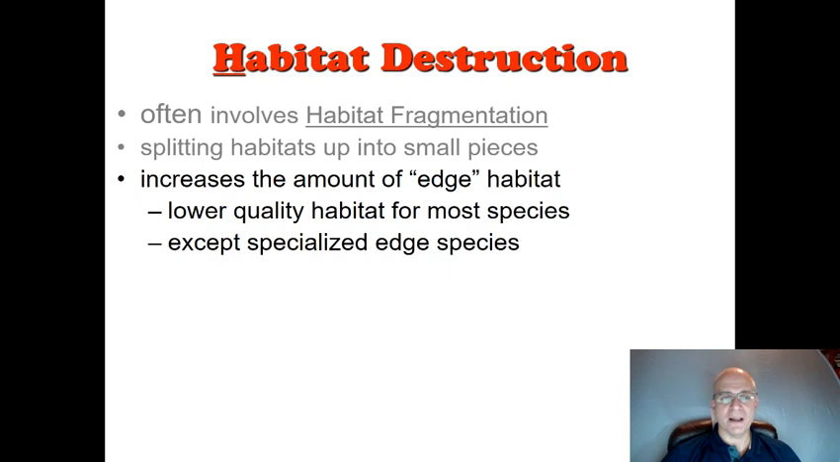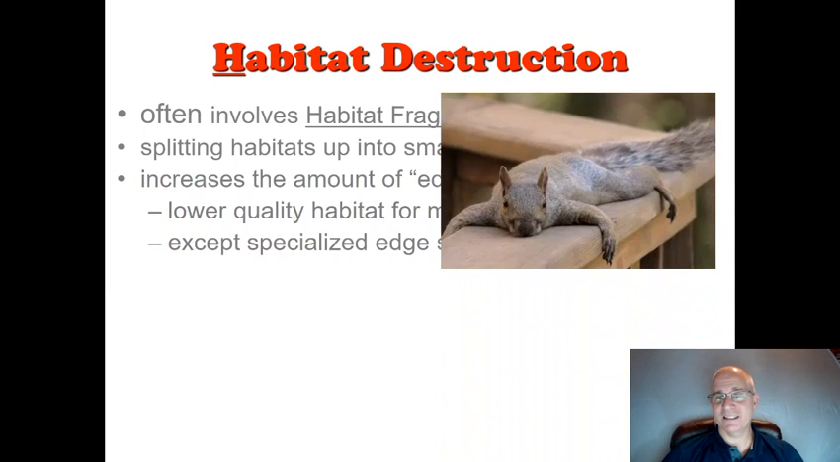And what you end up with is a lot of edge habitat that's marginal at best for some species. Many species can't live in the edge habitat around an area that's been broken up. Now, that's not the case for all organisms, because this little guy right here, I took this picture in my backyard on a very, very hot day. This gray squirrel was enjoying just laying down on my deck.